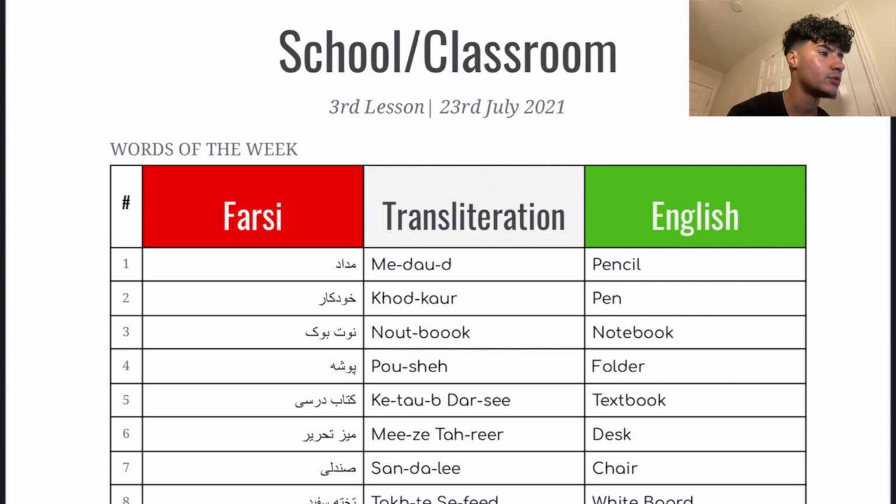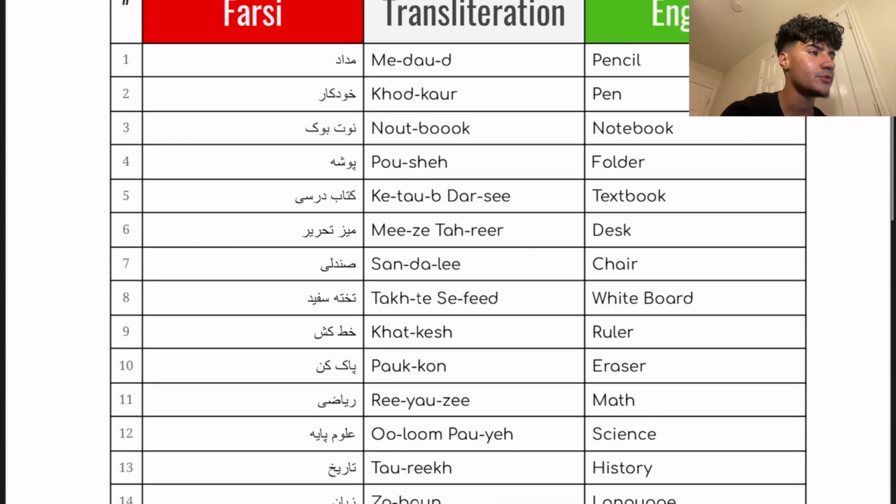Three, we have notebook. Notice how the pronunciation of the word compared to English is very, very similar, but not exactly the same. Here we have in English being notebook, but the Farsi being notebook. I included that in the transliteration to make it easier for you guys. Pay attention to that OU. Number 4, we have pushe, which is folder, pushe.